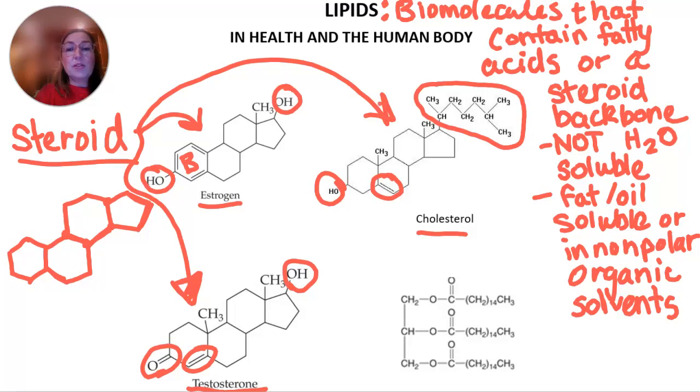And so those lipids are really quite a bit different than the lipids that have fatty acid chains. So this example in the lower right is a triglyceride.